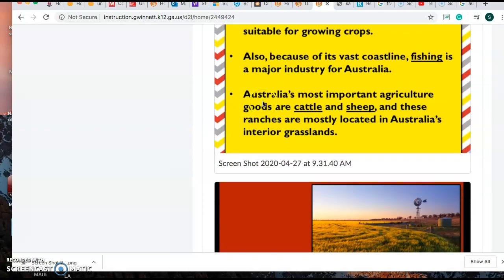Now, Australia's most important agricultural goods are cattle and sheep. That's going to be your quiz question today. The quiz question is going to say, what is Australia's most important agricultural good? It is cattle and sheep, okay? And these ranches are mostly located in Australia's interior grasslands.